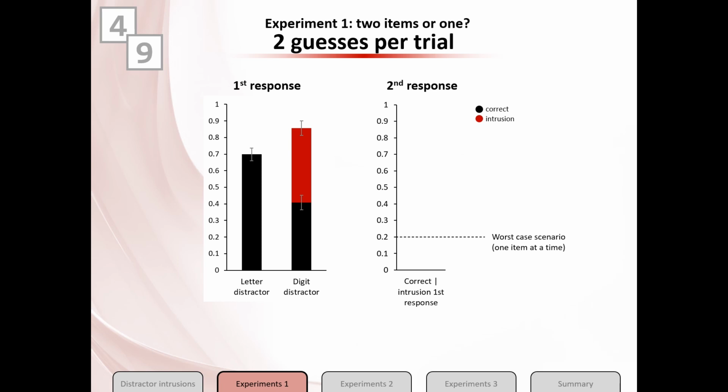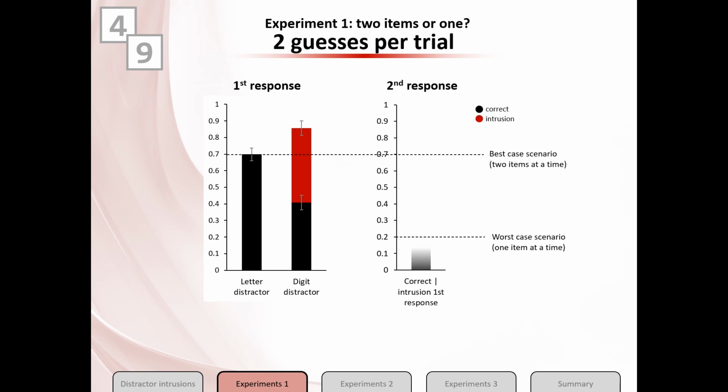What is the best case scenario? Well, we wouldn't expect 100% correct responses, so a reasonable comparison is that accuracy in the second response will match the accuracy in the baseline condition. If participants generally can encode both items, this should be their accuracy level.